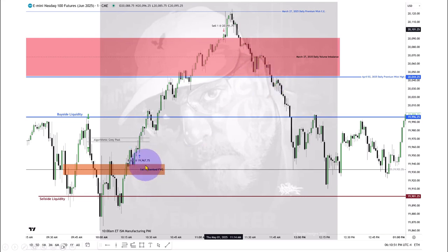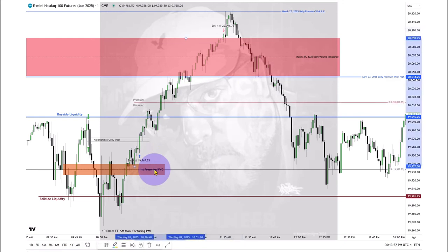Back down in the first percent of fair value gap. So I'm going to extend this here in time. And I'm also going to show you, for those that were wondering, is this chasing price? No, it's still in a discount.